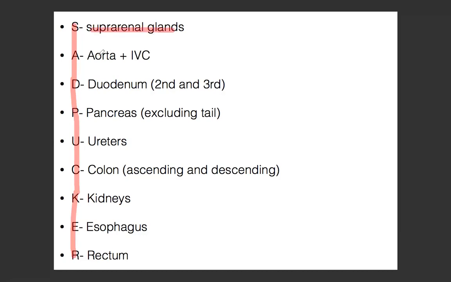We have the suprarenal glands, aorta and inferior vena cava, duodenum, specifically the second and third parts, pancreas, excluding the tail, the ureters, the colon, I think only the ascending and descending, the kidneys, esophagus, and rectum. These are all the organs found behind the peritoneum. The rest are all intraperitoneal, meaning they are covered by peritoneum.